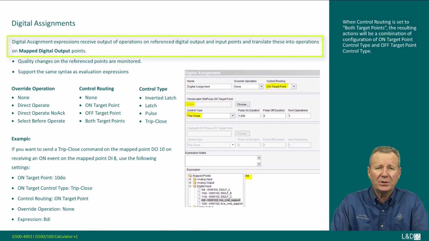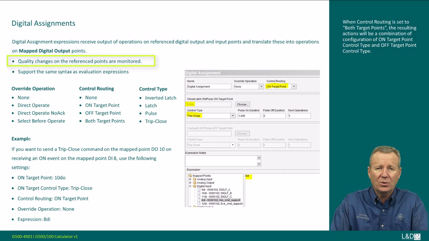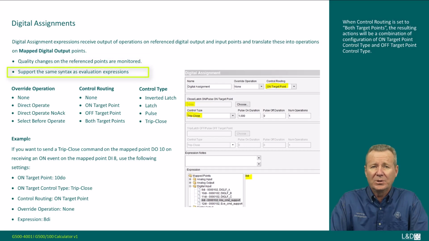Digital assignment expressions receive the output of operations on the reference digital output and input points and translate these into operations on the mapped digital output points. Quality changes on the reference points are monitored in case a change in quality impacts the calculator expression. Assignment expressions support the same syntax as evaluation expressions on the right-hand side of the expression.